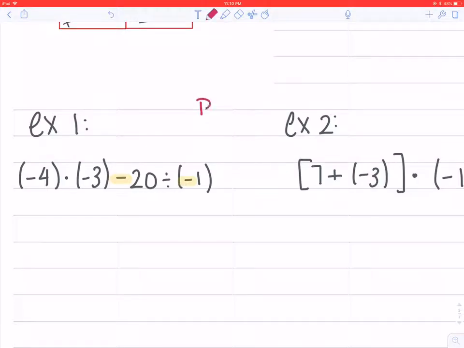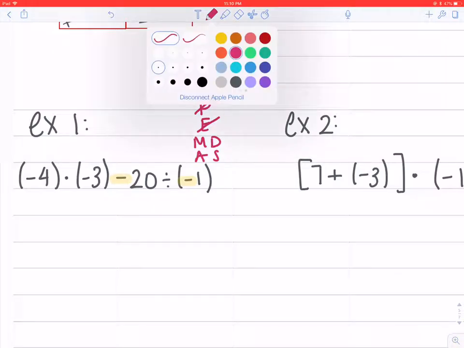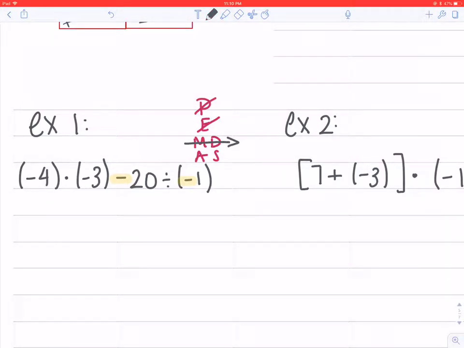So I'm going to do my order of operations, parentheses. Well, yes, I see 3 parentheses, however, none of them are actually grouping anything. So I'm done with parentheses. Exponents, don't see any exponents. So now I'm doing multiplication from left to right.